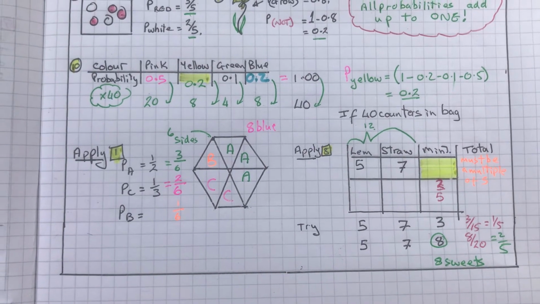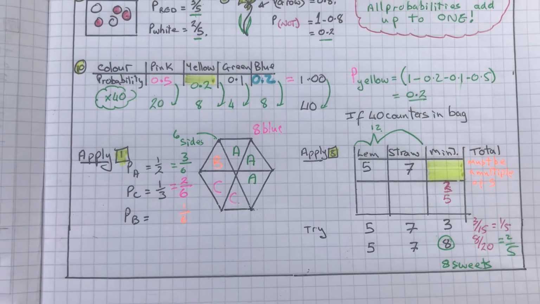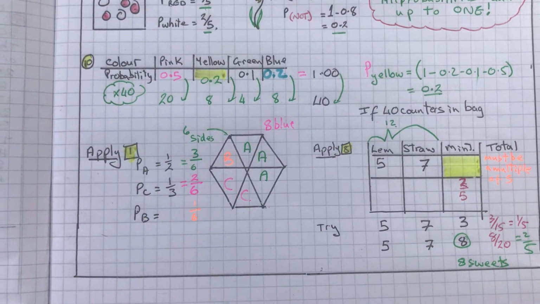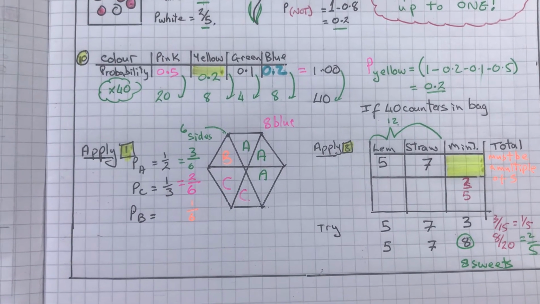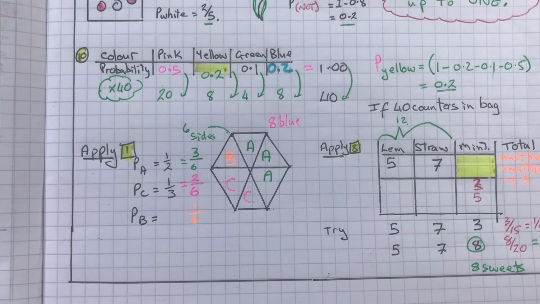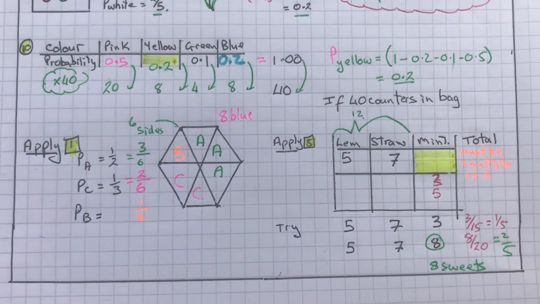Since there is 6 sides to a hexagon, 1/2 is the same as what out of 6? And the answer is 3, so there must be 3 A's. If the probability of a C is 1/3, 1 over 3 is the same as what over 6? The answer is 2, so there must be 2 C's. The remaining side must be a B.